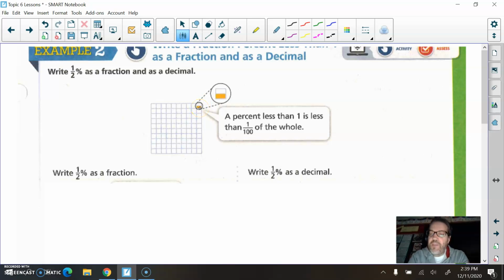So if you think about this for a little bit, how many of those little yellow sections would fit in this entire grid? Well, you might notice that 2 of them would fit in this one little square. And if there are 100 squares, you could take 2 times 100 and you'd find out there are 200 of them that could fit in this grid. So thinking of it like that, wouldn't 1/2% as a fraction be 1 out of 200?